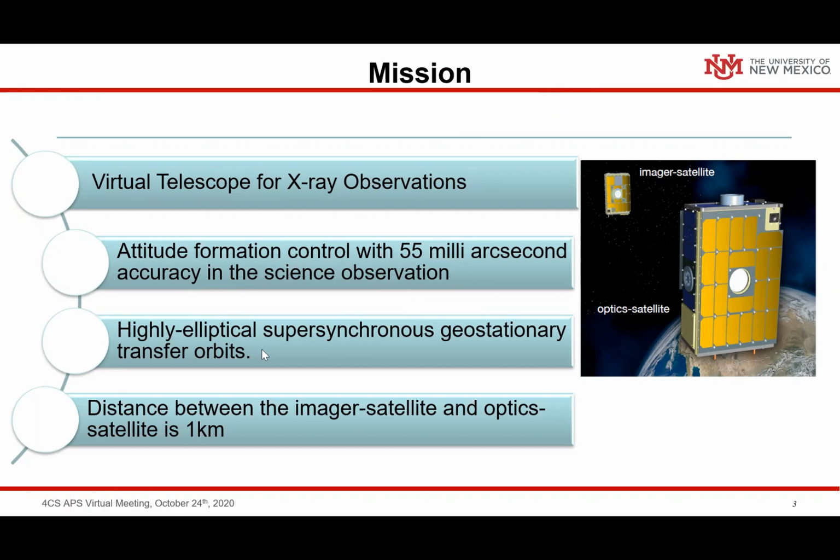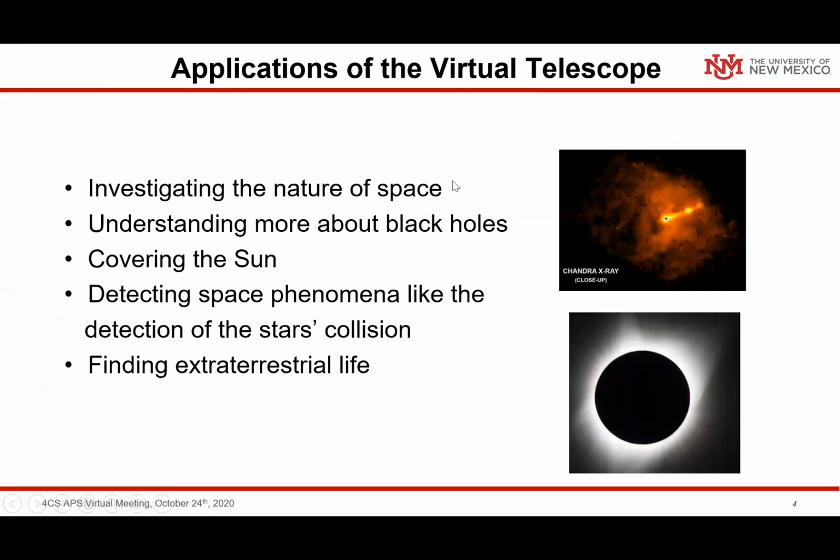The orbits are highly elliptical supersynchronous geostationary transfer orbits, and the distance between the imager satellite and optic satellite is 1 kilometer. The applications of this telescope are investigating the nature of space and understanding more about black holes. We can observe the sun. We can detect space phenomena like the collision of stars. We can find extraterrestrial life.